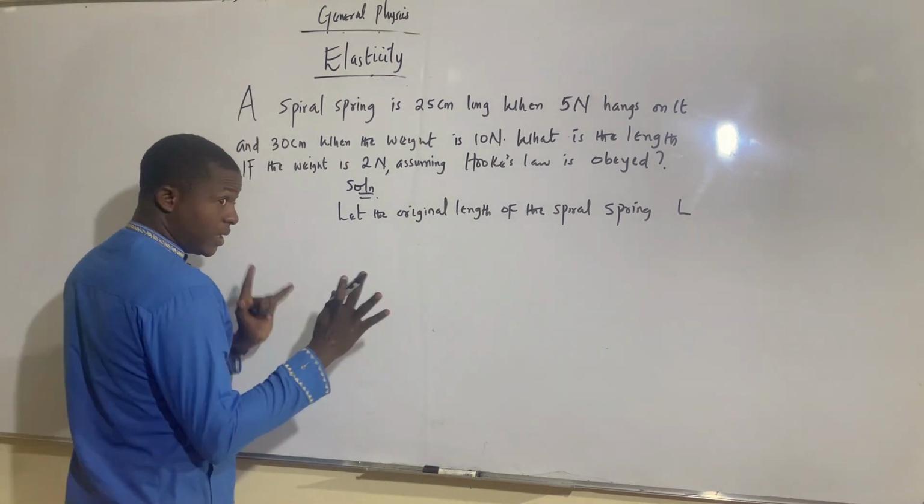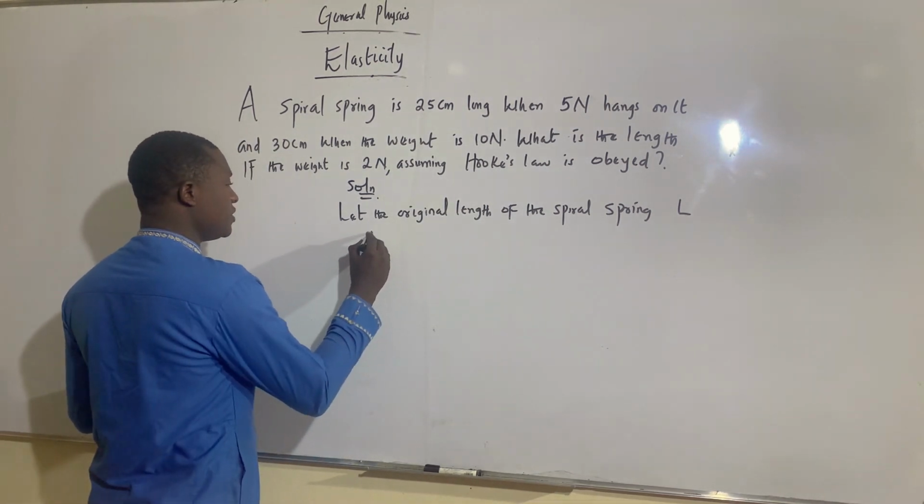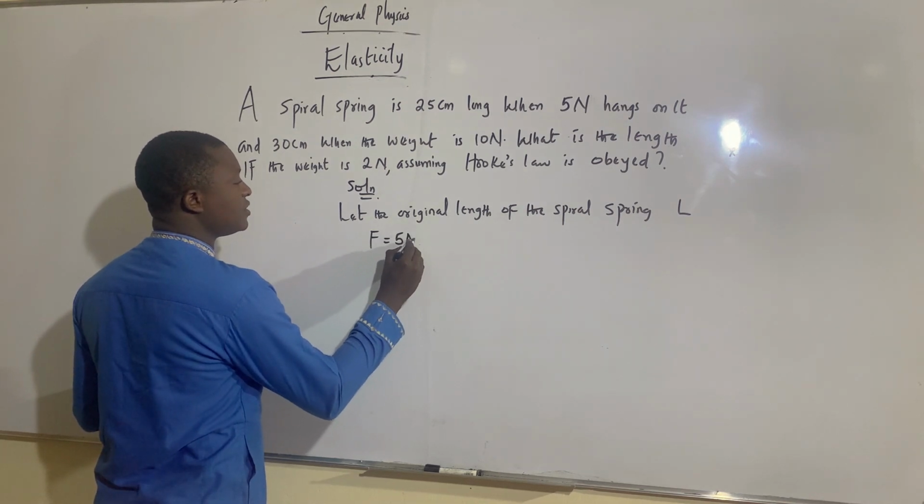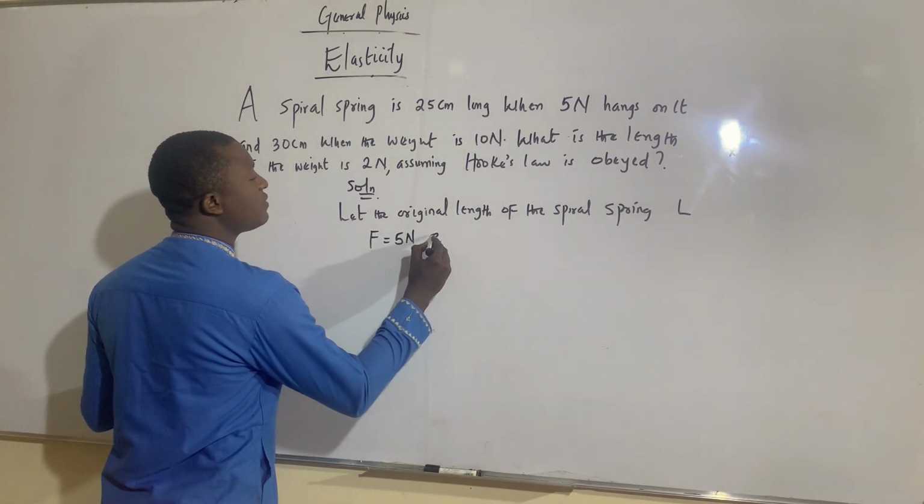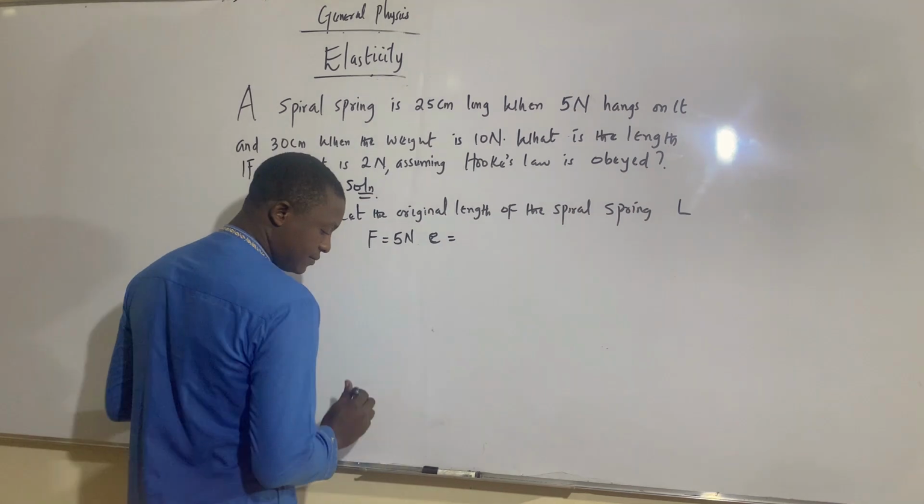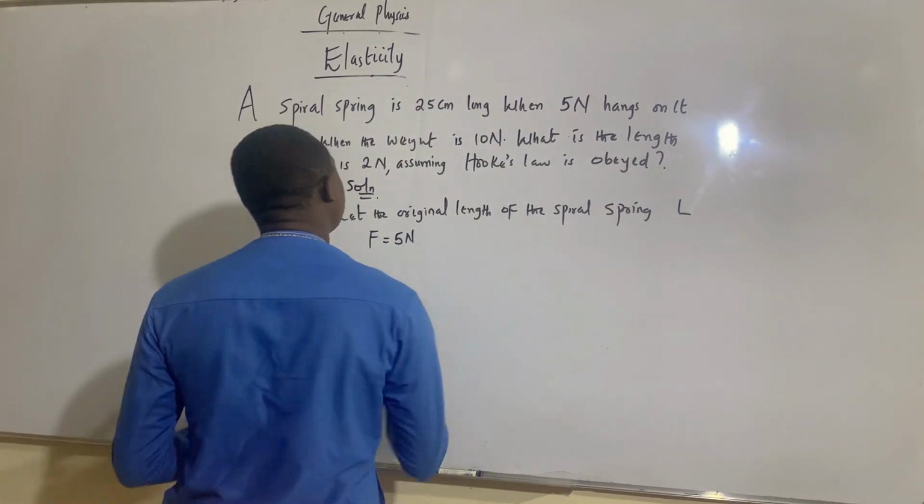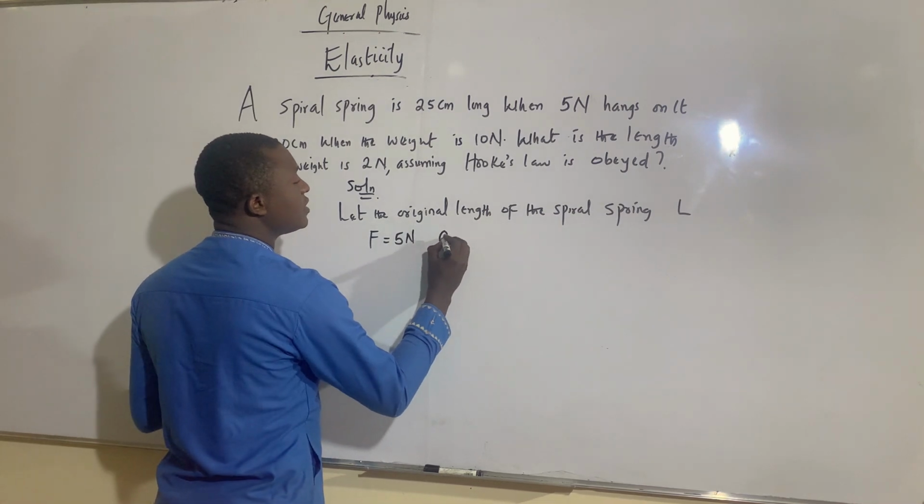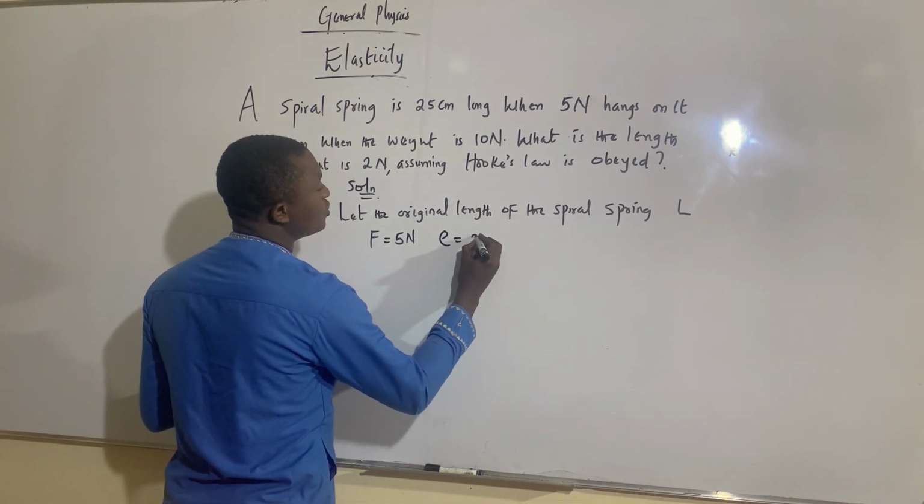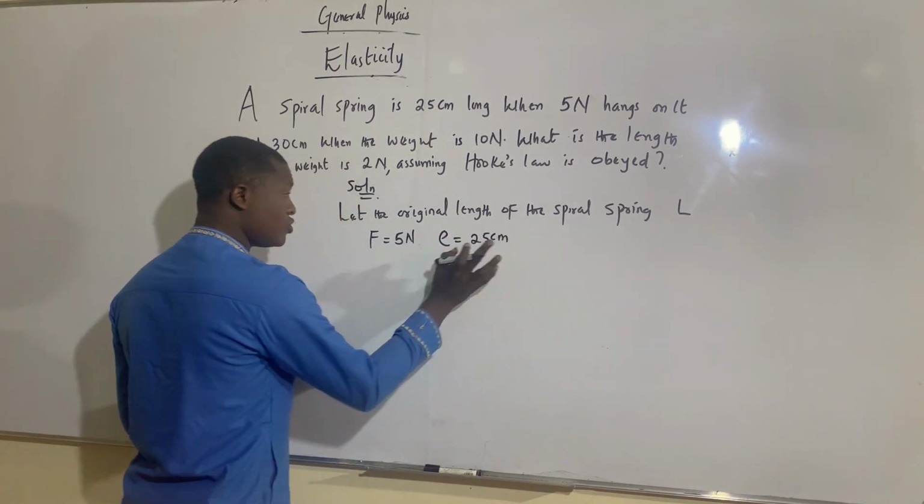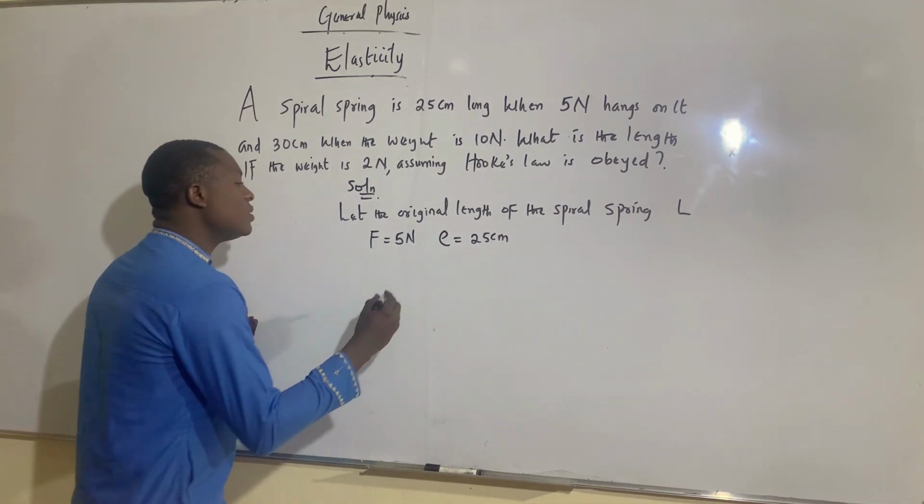So I don't want to convert so that you can understand better. It means when the force is equal to 5 Newton, the extension we have is 25 centimeters. So now I don't want to leave it in conversion. I will later convert it. Look at the formula that we know.